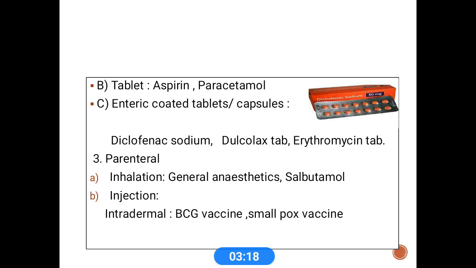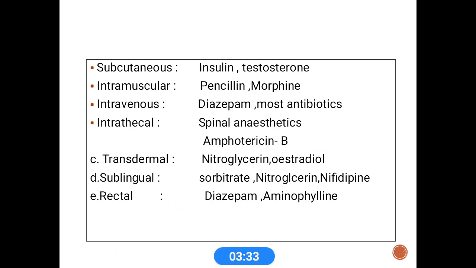Injection categories. The best examples of the intradermal route: drugs are administered into the outer layers of our skin. Mostly the intradermal route is suitable for vaccine administration. Subcutaneous: drugs are injected into the subcutaneous tissues. Best examples are insulin and testosterone. Intramuscular: drugs are injected into large skeletal muscle. Mostly antibiotics like penicillin and analgesics like morphine are the best examples. Intravenous route: mostly antibiotics, diazepam.